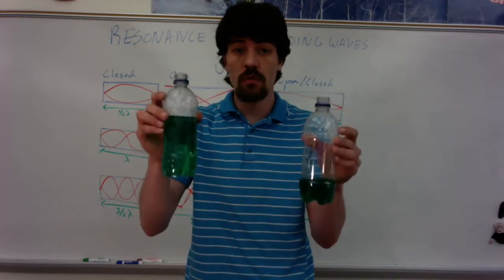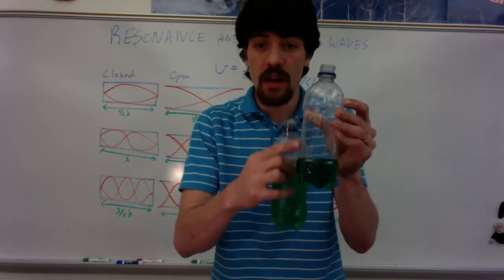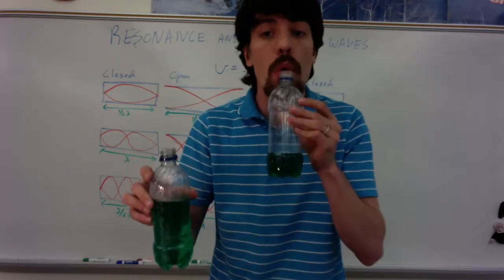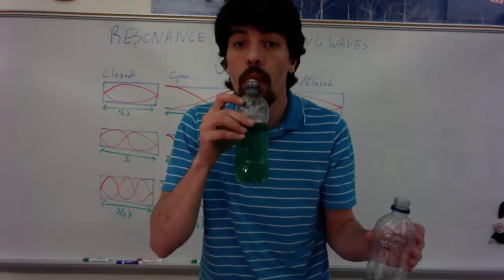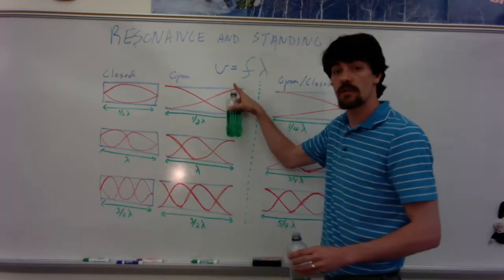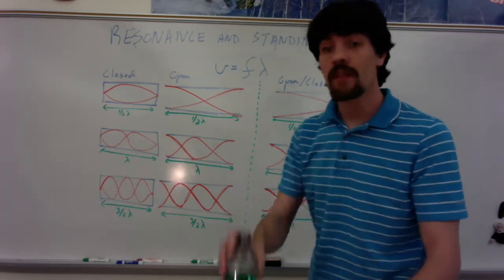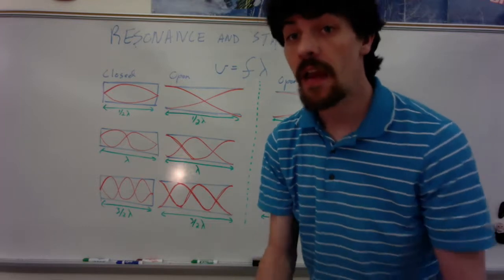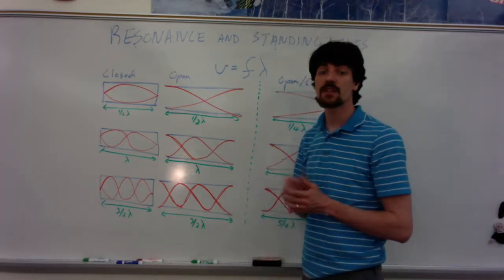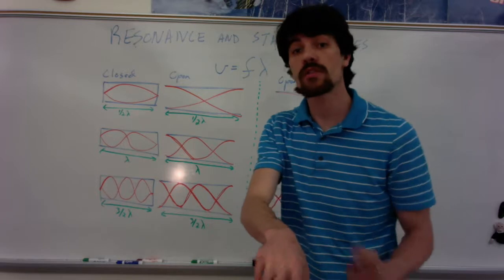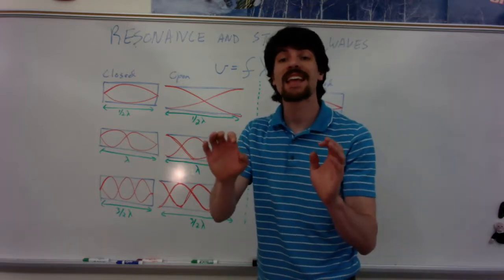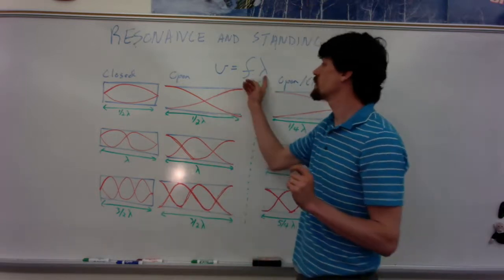So if I have these two bottles in this case, notice this one has a lot of air, this one only a little bit. We get a very low pitch. That uses the idea of the equation we have up top. V is equal to F lambda. V is the velocity of the wave, F is the frequency, and lambda is the wavelength itself. Both those two bottles, the speed of the wave is staying the same, but the wavelength is changing.